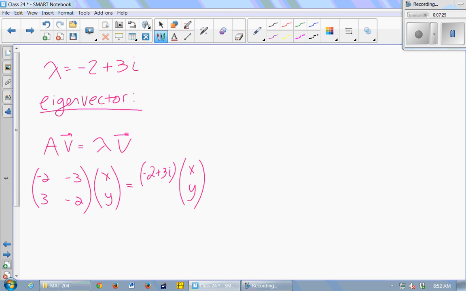Okay, so the way we did this before, this was just a nice number. That was like a 4, right? And you just distributed it to the x and to the y. And then you just have to solve the system of equations that's resulting here. So my system says negative 2x minus 3y has to equal my eigenvalue times x. And then my other equation is that 3x minus 2y has to equal negative 2 plus 3i times y.